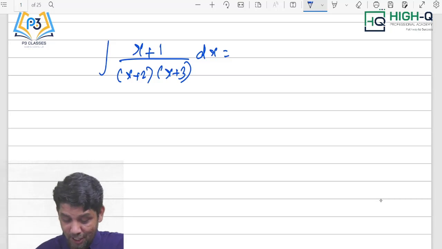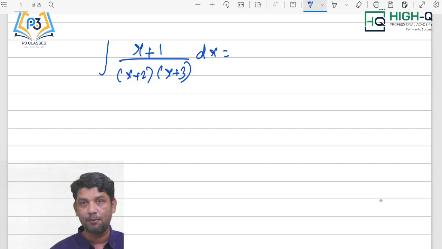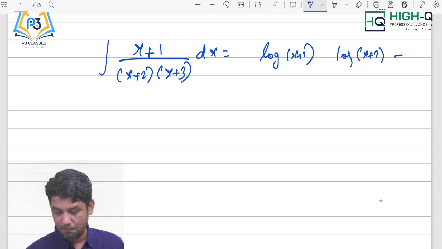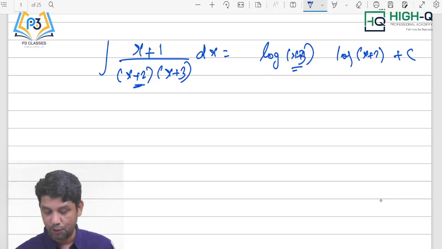Okay, fine. Integral of (x plus 1) divided by (x plus 2)(x plus 3). In this case, how do I approach this sum? I am going to write the answer directly. First, I will write log of (x plus 1), log of (x plus 2), plus c. Okay, next, put x is equal to... sorry, here the denominators are 2 and 3, so 3 and 2, let me write, okay?